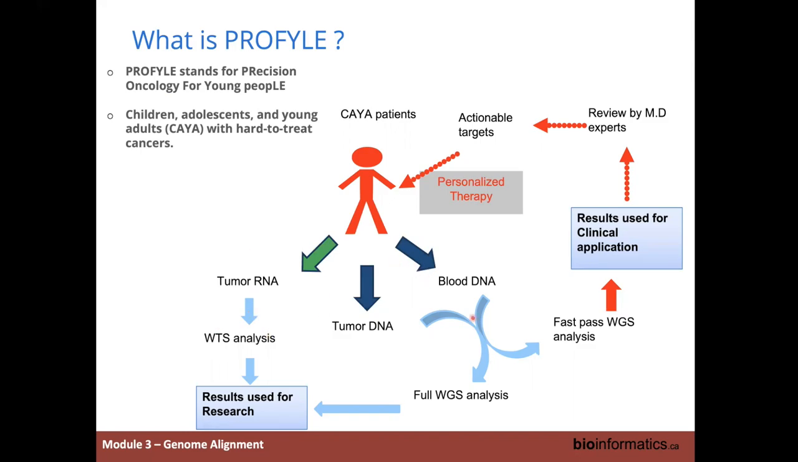So in that pipeline, we have two approaches. The first one is a fast pass approach, where we focus only on regions of the genome where we know there are potential genes that are involved in cancer development. And that is to provide, when we receive the sample out of the sequencer, within 24 hours a report to MD experts that will try to find actionable targets to adapt the therapy of the patient.